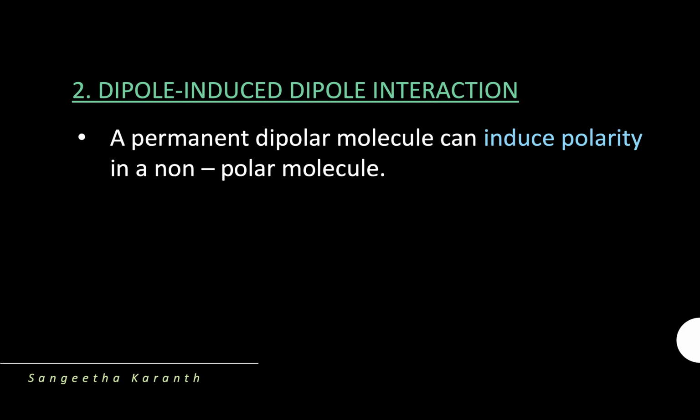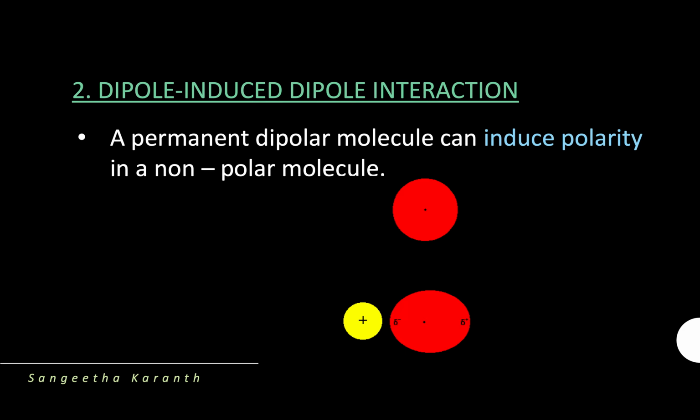Next is dipole-induced dipole interaction. Let me take this example. Here, first this was not a dipole. Now, because of this molecule, it is getting polarized, or it is becoming a dipole. Such a dipole, which was first not a dipole and then is converted into a dipole, is called an induced dipole. When this induced dipole interacts with a permanent dipole, such an interaction is referred to as dipole-induced dipole interaction.